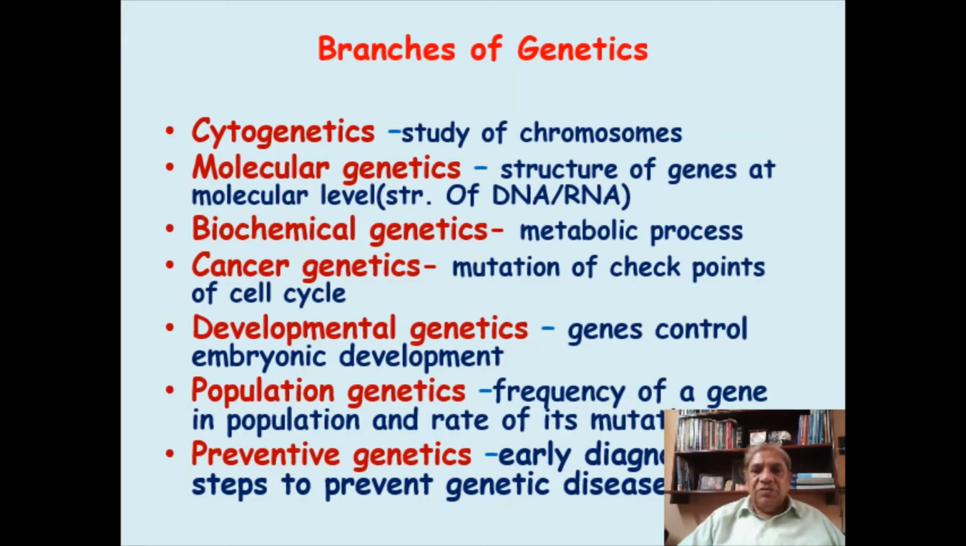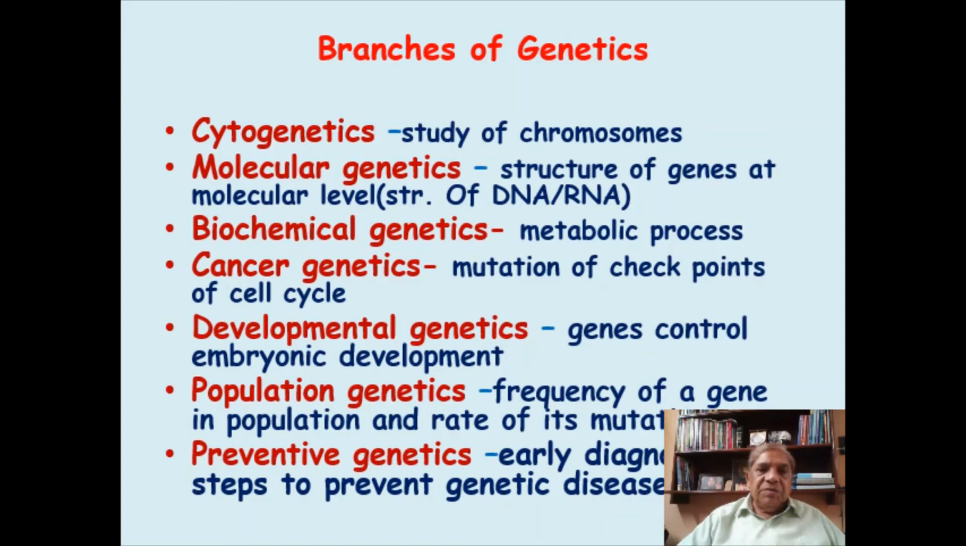Okay, as we know, it is the mutation of the checkpoint genes. There are so many genes in our body which are called checkpoints, and they check that cell division should be normal, it should not be abnormal, and abnormal cell division is the basis of cancer. So checkpoints are there in our cell cycle which determine normal cell division. Any interference in the structure of these checkpoint genes will lead to cancer.